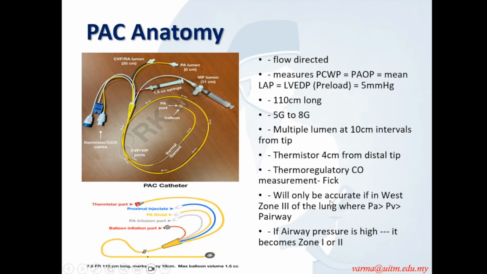It will only be accurate if in West Zone 3. So when we put in a pulmonary artery catheter, it has to be guided by TOE, and then we have to confirm with chest X-ray to make sure it is in a proper zone. This is the zone where your pulmonary artery pressure is more than pulmonary venous pressure, which is more than airway pressure. PA more than PV more than airway. This is just extra information. If the airway pressure is high, it becomes zone 1, and it will be less accurate. It has to be zone 3.